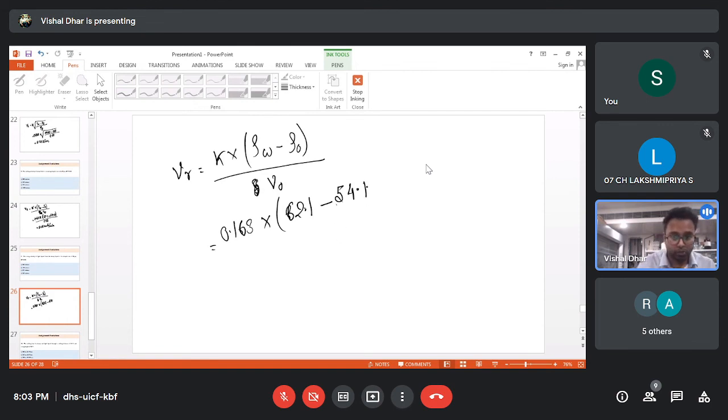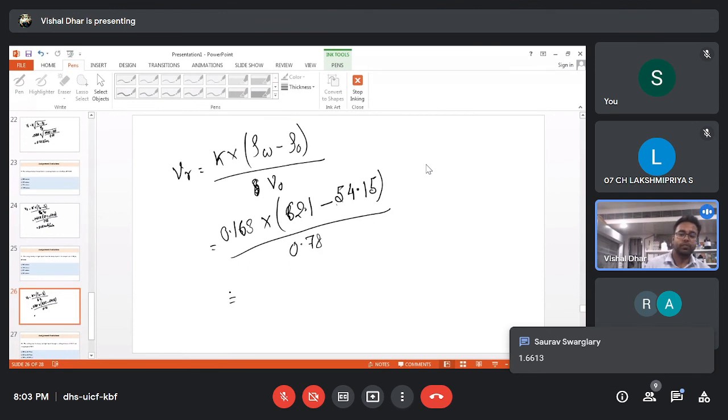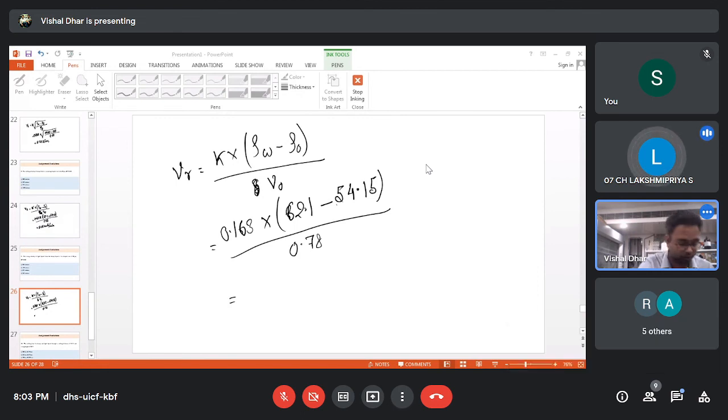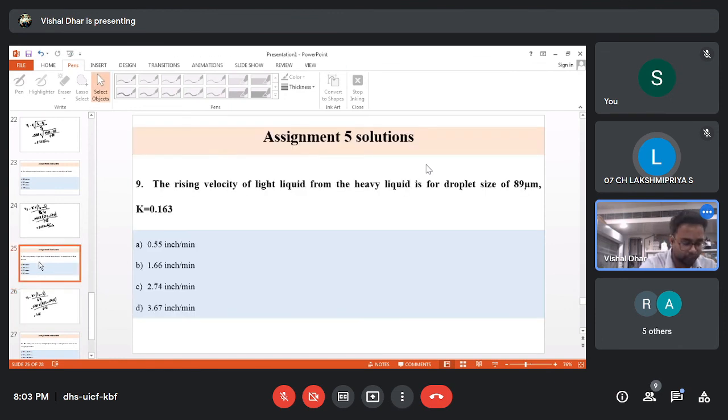Okay, the 54.15 divided by viscosity, which is 0.78. Quickly tell me the answer. 0.163 into 62.1 minus 54.15, divided by 0.78. 1.66, sir. Yes, 1.66, correct. Very good. So the answer for this is 1.66 inch per minute.